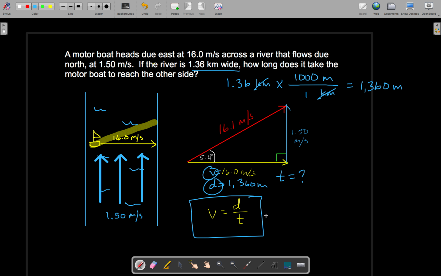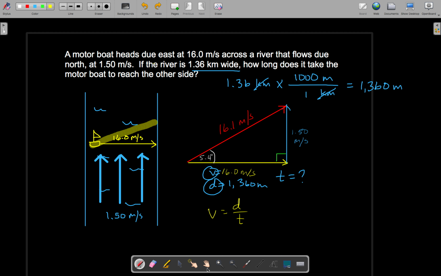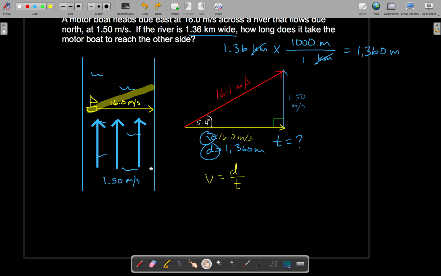Velocity equals distance over time. Time is your unknown value. However, it's in the denominator, and in order for it to be solvable, we have to make sure that it's in the numerator, not a fraction, plus it has to be isolated. So we need to rearrange the equation algebraically in order to solve our answer.